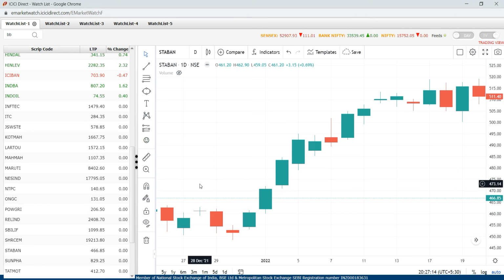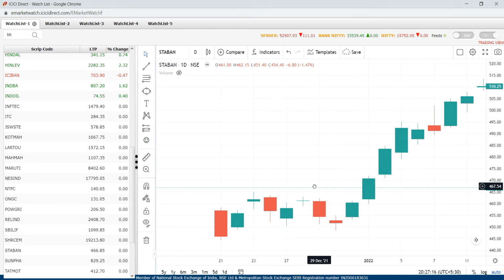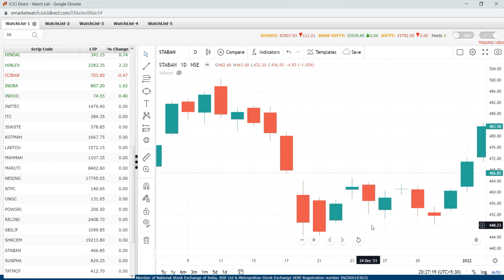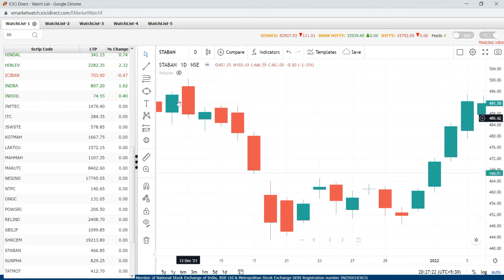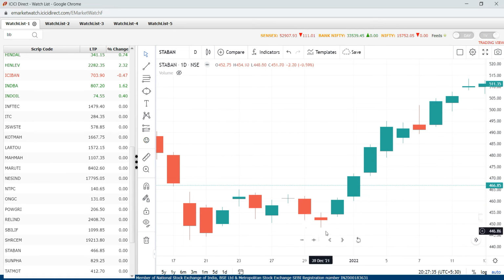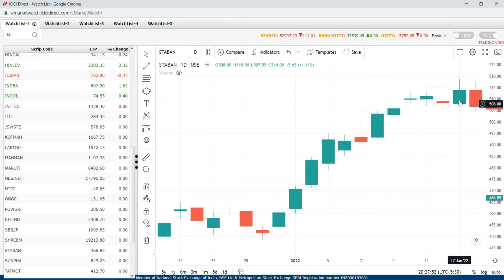You can see this was a downtrend. The stock was trading somewhere around 500 and it almost fell. Here you can find a morning star. As I said, this is a three candlestick pattern. So this is called a morning star. When it is formed on a downtrend, this would be a bullish reversal. After this candle, you can see the stock has moved up.